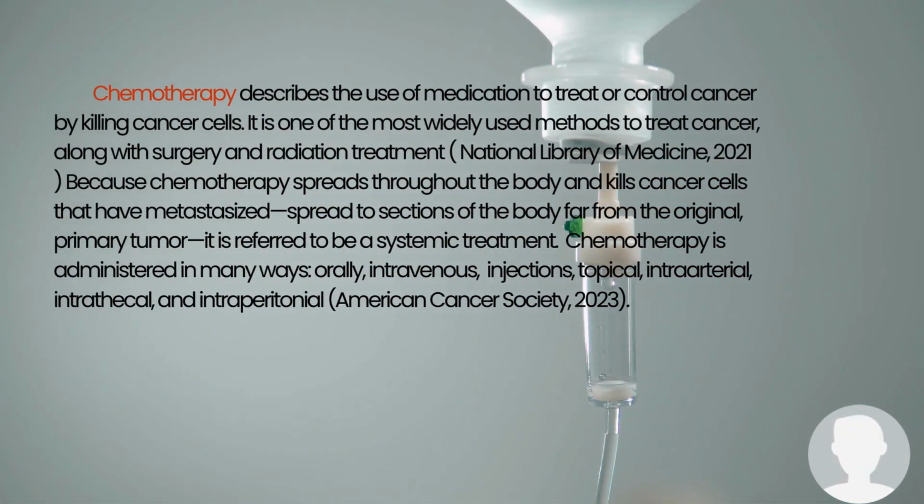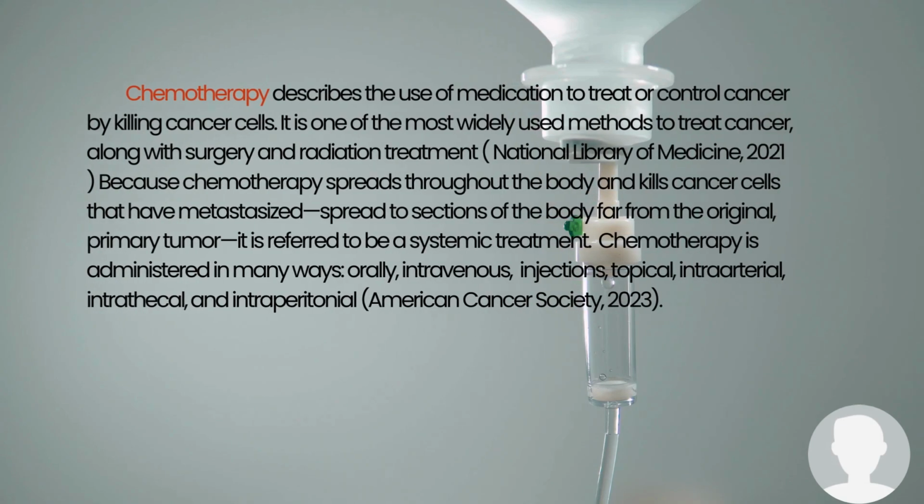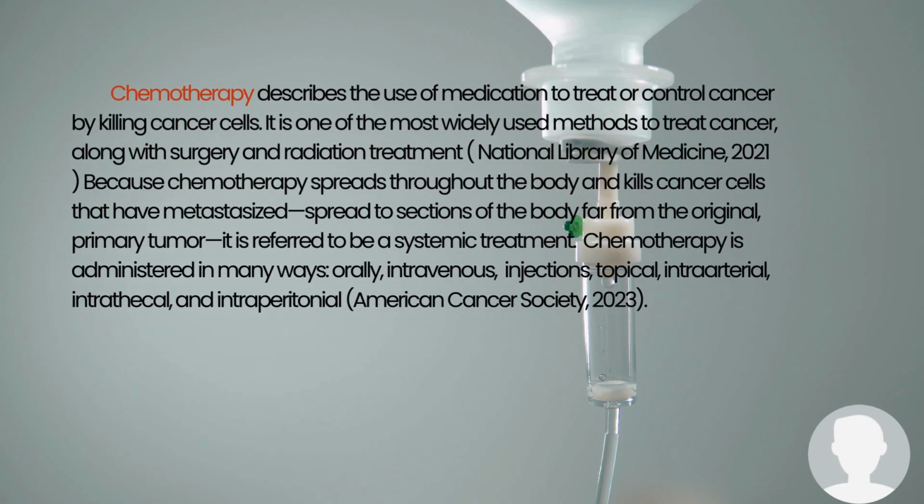Chemotherapy describes the use of medication to treat or control cancer by killing cancer cells. It is one of the most widely used methods to treat cancer, along with surgery and radiation treatment. Because chemotherapy spreads throughout the body and kills cancer cells that have metastasized, spread to sections of the body far from the original primary tumor, it is referred to as a systemic treatment.